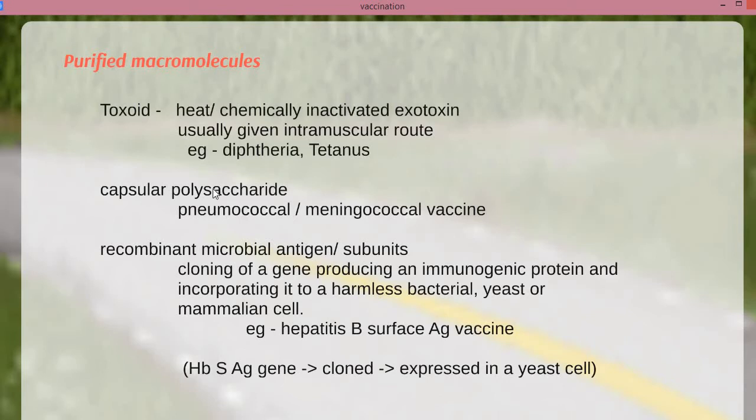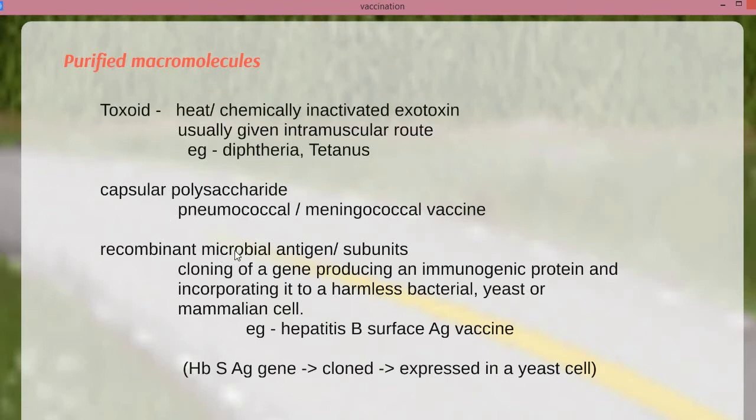So it is usually given as an intramuscular vaccine, and common examples for a toxoid are diphtheria and tetanus. The second group under purified macromolecules is capsular polysaccharides, and examples are pneumococcus and meningococcus vaccine. These are used to produce vaccines from organisms which have a polysaccharide capsule.